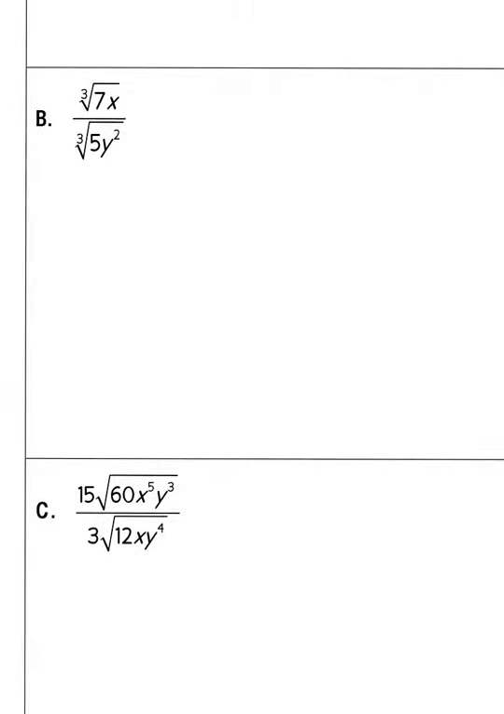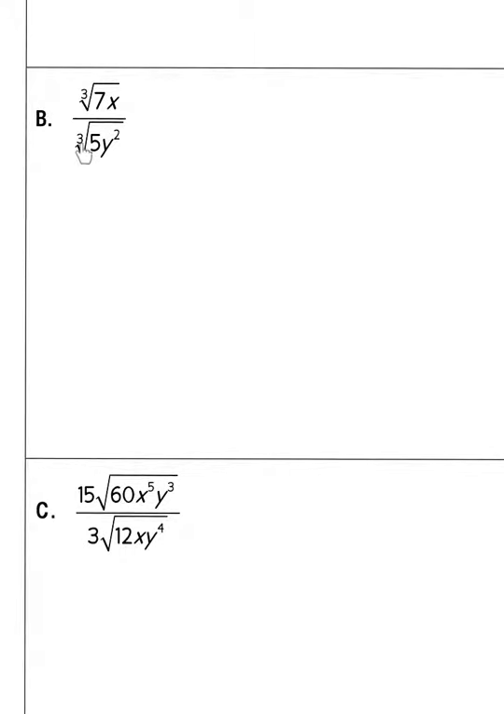So B is a cube root. For right now, I cannot reduce the 7 with a 5, and the x and the y squared are not like bases. So there's really nothing I can do. 5 is not a perfect cube, and I cannot divide 3 into 2 because it doesn't even go in there once. So I have to rationalize the denominator.